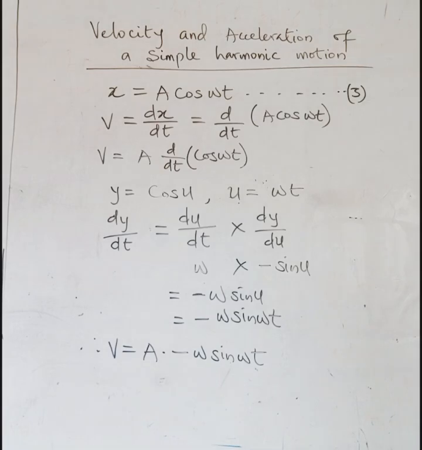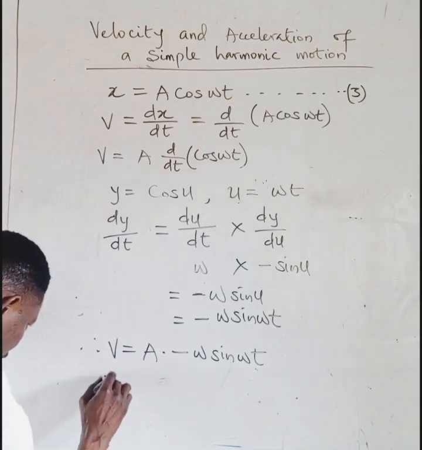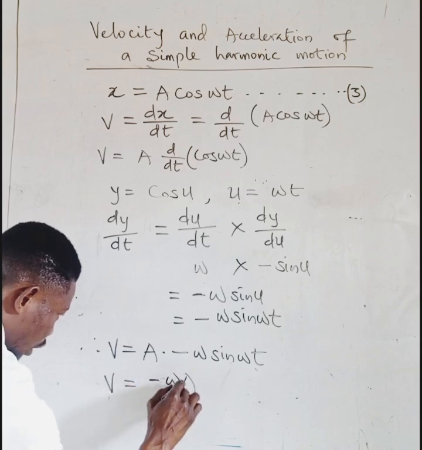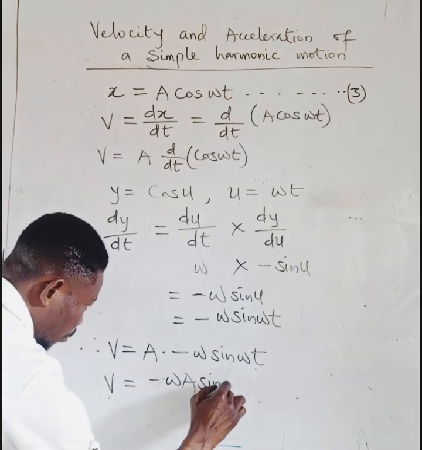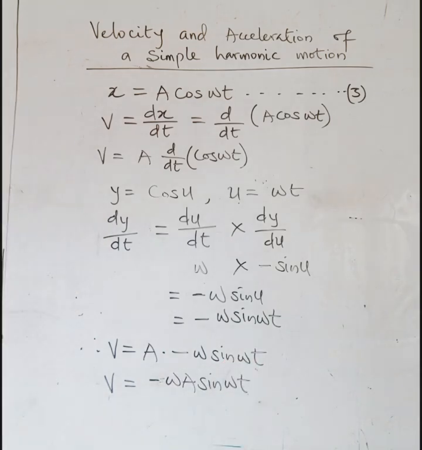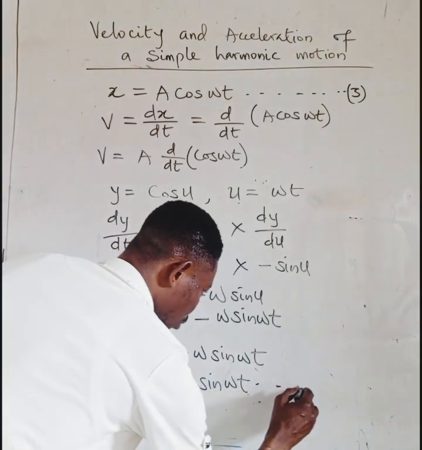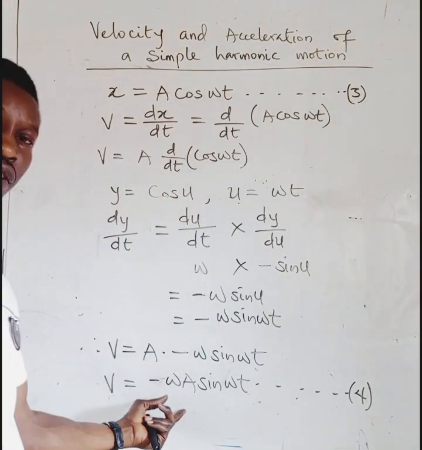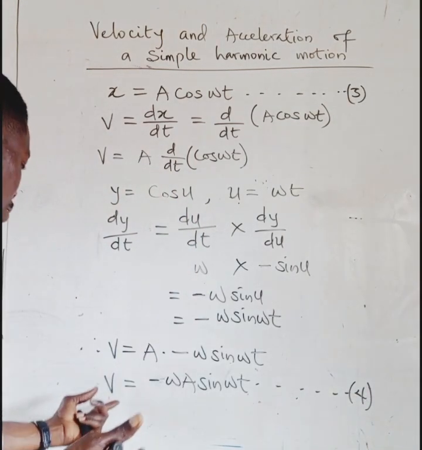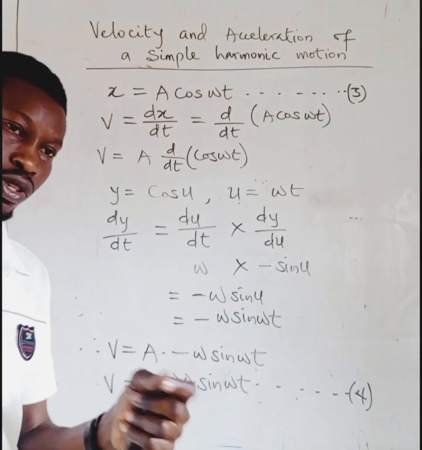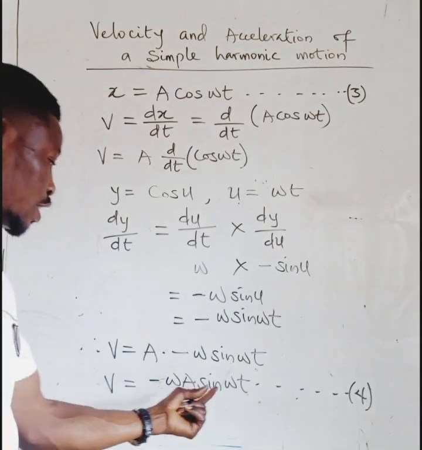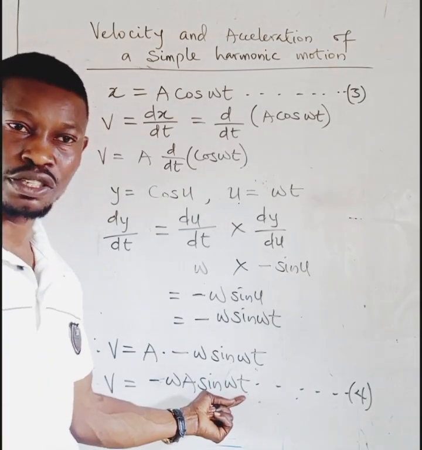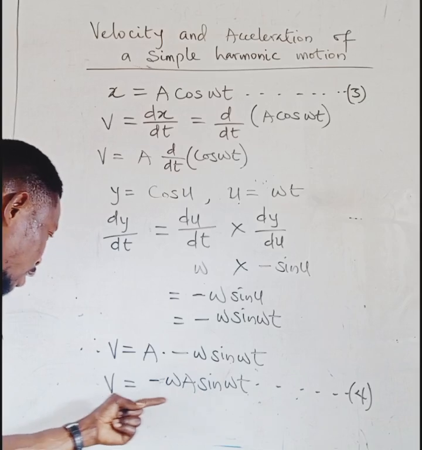If we multiply this, what do we get? We get v is equal to negative omega a sine omega t. We can actually call this our equation number 4. This equation gives us the formula to calculate velocity of a simple harmonic oscillator when what you are given is actually the angle, that is omega t, which is the same thing as theta, or the angular displacement if you like. If you watch, there is no x here.